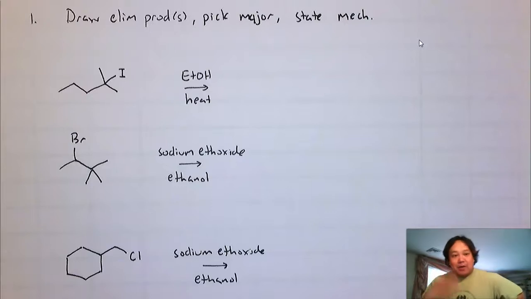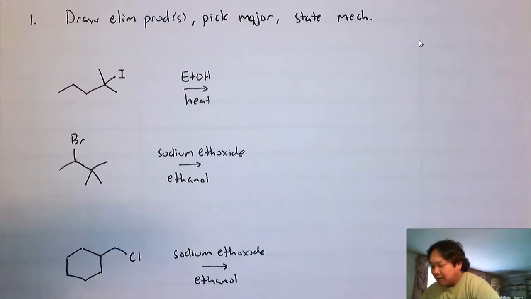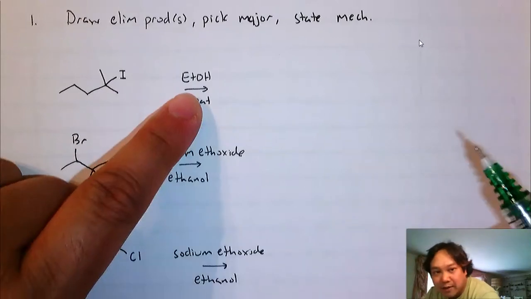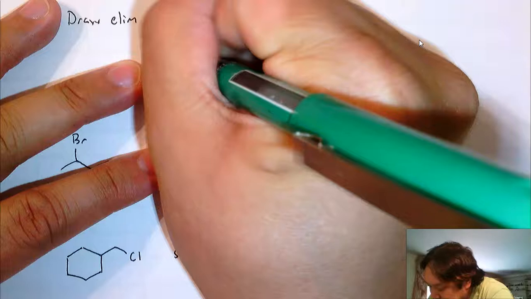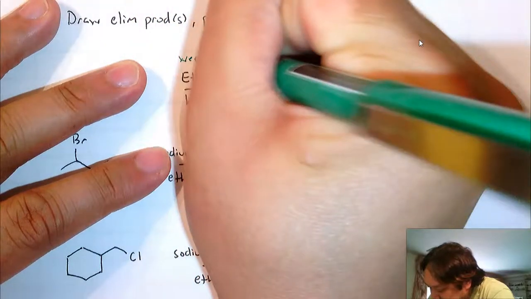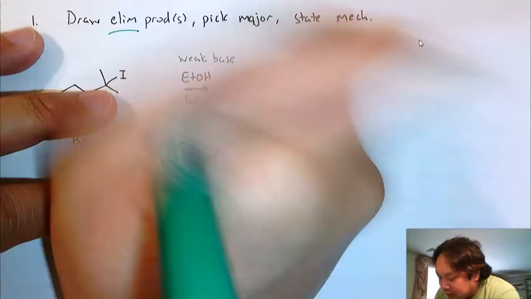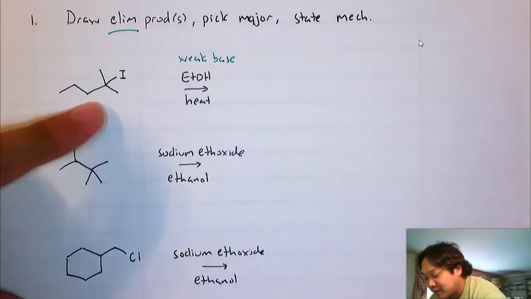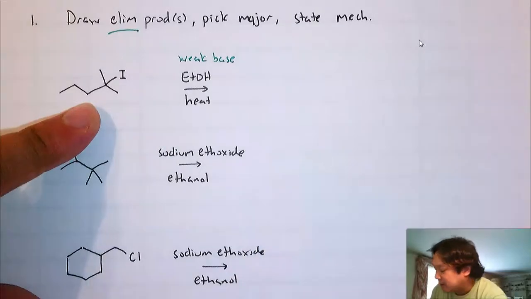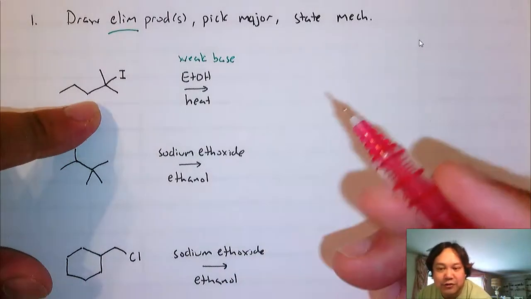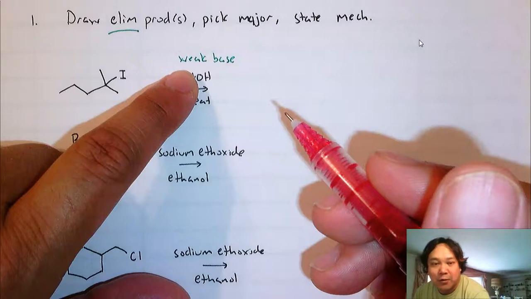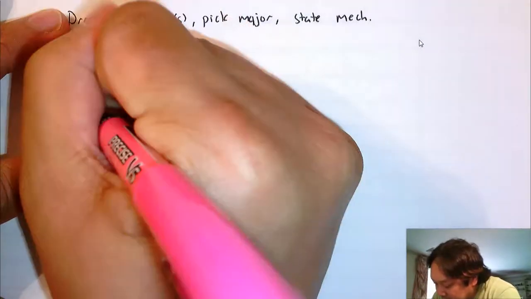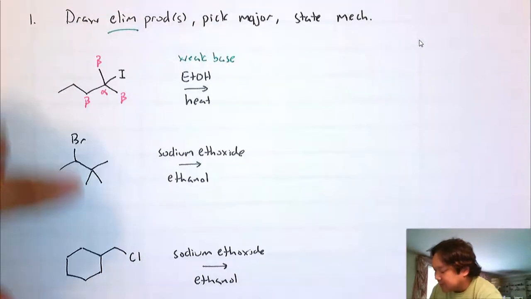Alright, how would I do this problem? The way that I would do this problem is make a couple notes. Here we have a weak base. They do want us to draw elimination products, so I'm not going to worry about substitution. Don't worry about the heat, it just speeds up the reaction. We have a tertiary alkyl halide, and again, it doesn't really matter if it's primary, secondary, or tertiary. It just matters whether I have a strong or weak base. But I do want to label the alpha and the beta carbons.